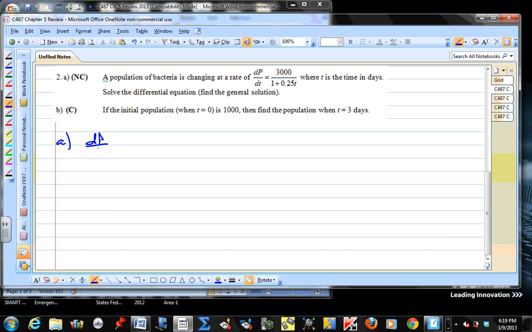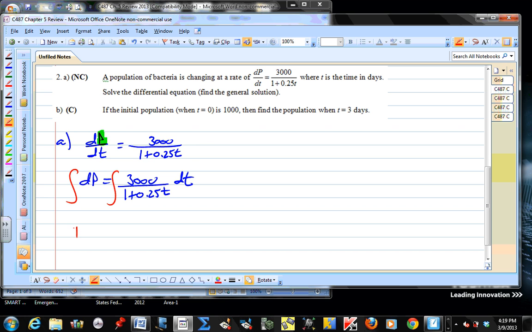We'll copy the differential equation, dP/dt equals 3,000 over 1 plus 0.25 times t. In order to solve a differential equation, we have to identify what was differentiated to give us this equation. This is the derivative of P with respect to t, so we need to get all the P's on one side and everything else on the other. So dP equals 3,000 over 1 plus 0.25 times t, times dt. All right, so now let's integrate each side.